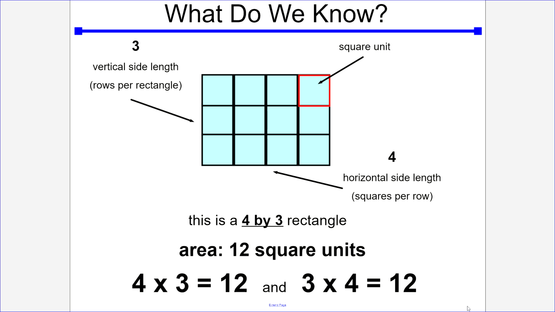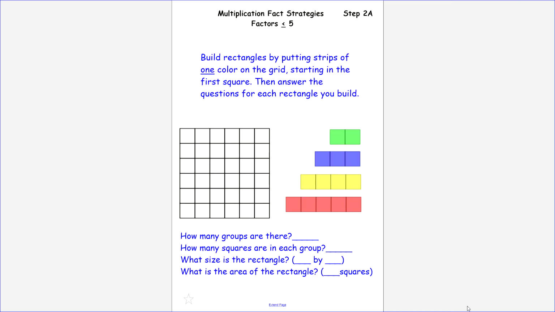Awesome job, 3rd grade. Let's go ahead and think about some new benchmark facts. We're going to start by thinking about 3's facts. I'll take one of these horizontal 3 strips and put it on this grid. Look, I've made a rectangle.